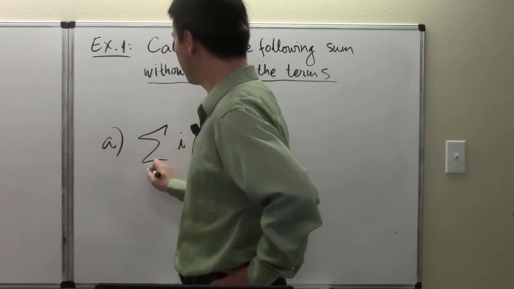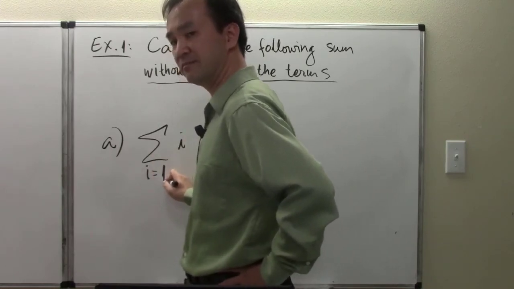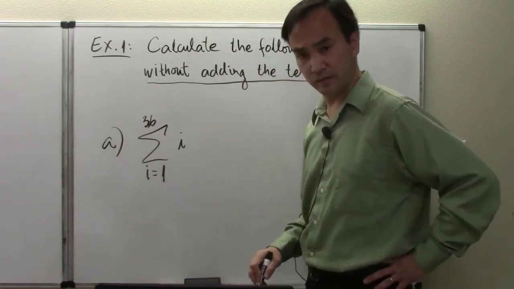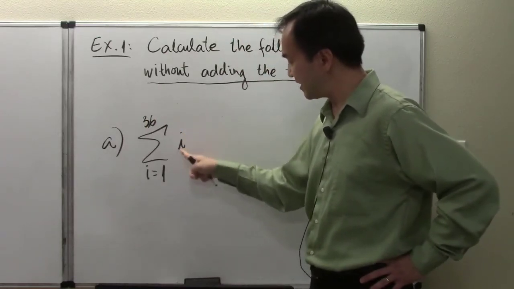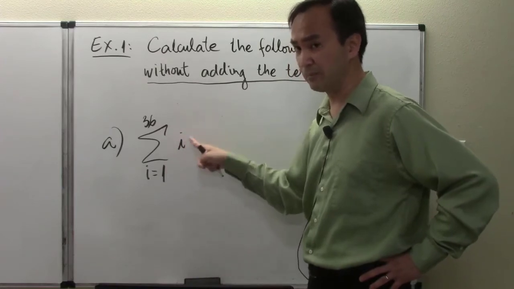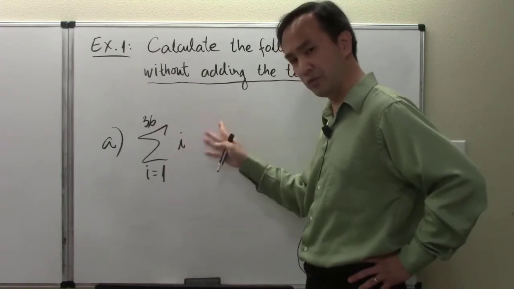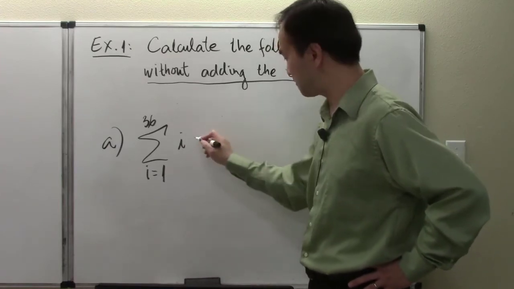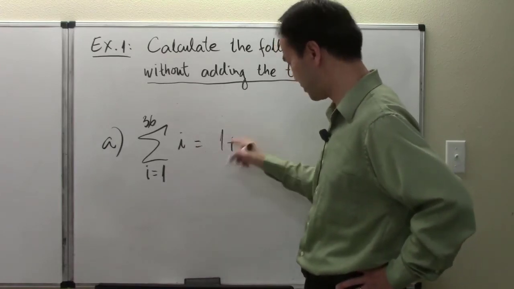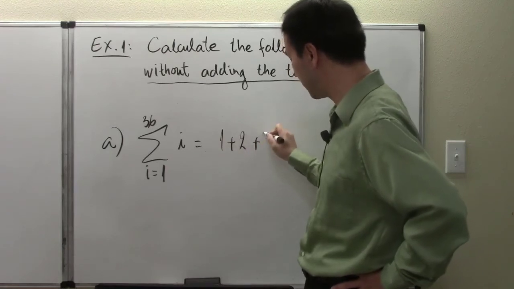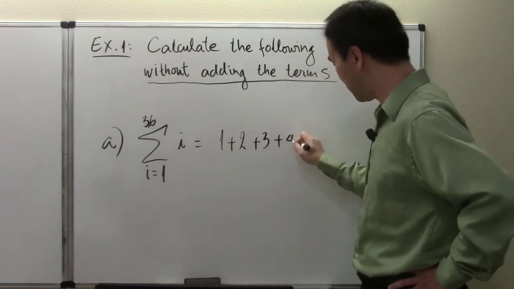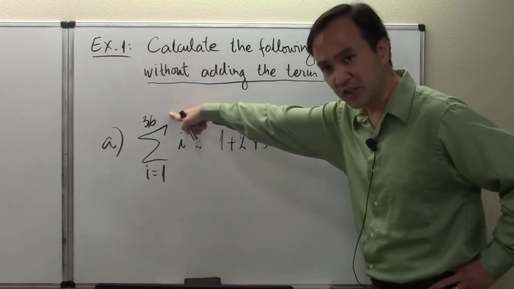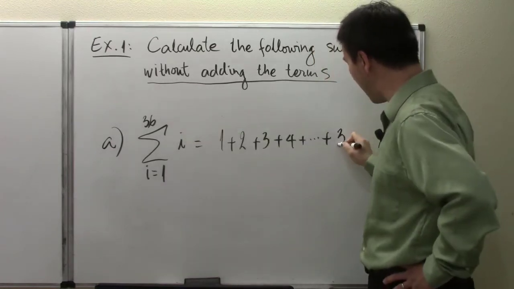How about we sum from the first term to the 36th term, 36 terms in total. Each term has a value determined simply by i. So term 1 is 1, term 2 is 2, term 3 is 3, and so on. Writing it down: term 1 is 1, term 2 is 2, term 3 is 3, term 4 is 4, and keep adding until you reach the last one, the 36th term, which has value 36.